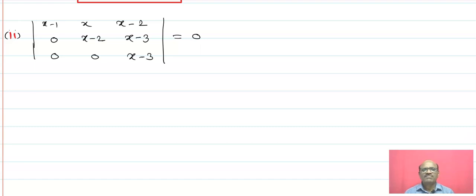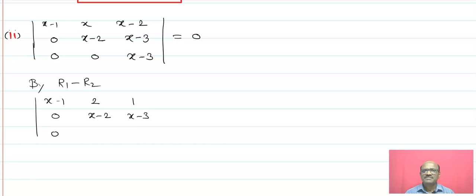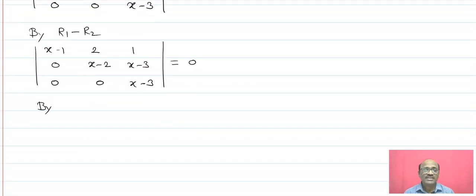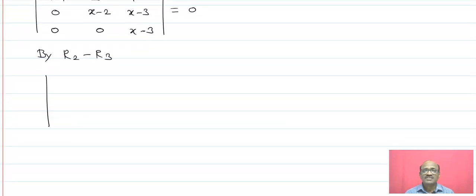Now solve this, that is, in the first row x minus 1, x minus 2, and the second row is 0, x minus 2, x minus 3, and third row is 0, 0, x minus 3. Now again we will minimize the variables, that is by R1 minus R2. Therefore, we are getting in the first row x minus 1, 2, 1, and the remaining two rows are as they are. Therefore, write down the first, second and third row. Now next is R2 minus R3. That's why x minus 1 as it is, 2, 1.